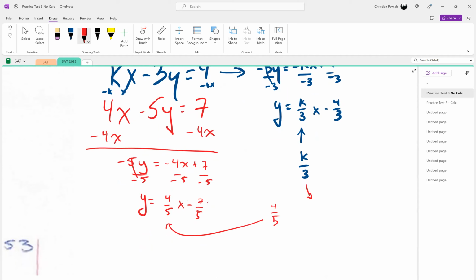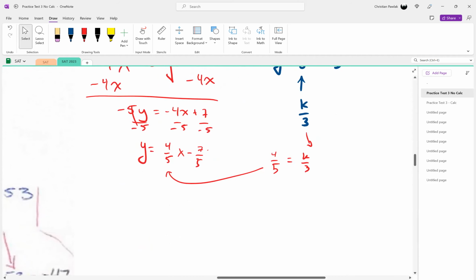Now, if I already knew that they had the same slope, I can set these two things equal to each other. 4 over 5 equals k over 3. Now I'm only down to that one variable. So how do I solve this? I can cross multiply. 4 times 3 is 12. 5 times k is 5k. And k equals 12 over 5.